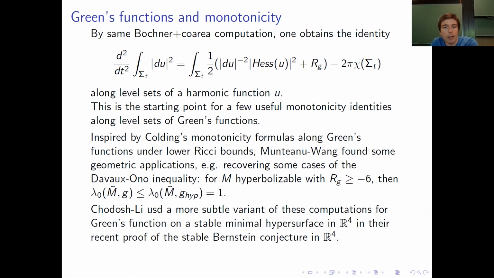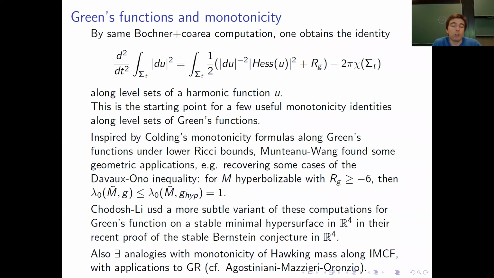Okay. And finally, you should note that there are some analogies with monotonicity of the Hawking mass along the inverse mean curvature flow. And these have had some application to GR, for instance, by Agostiniani, Mazzieri, and Oronzio. Okay. So let me maybe mention a little bit more about that.